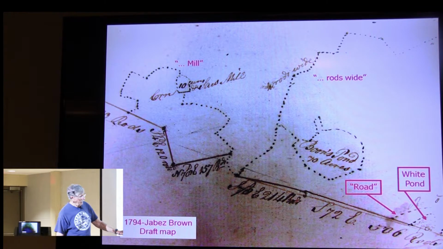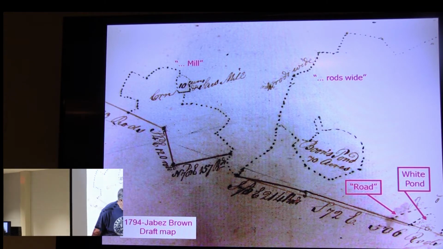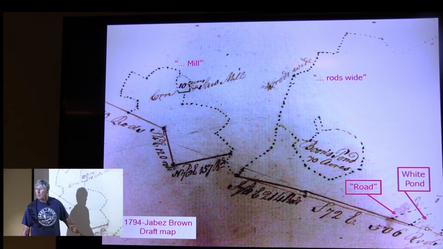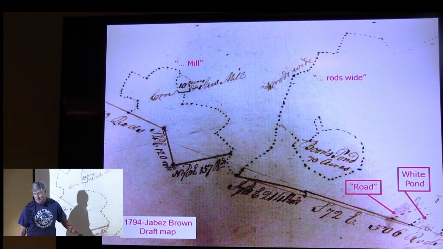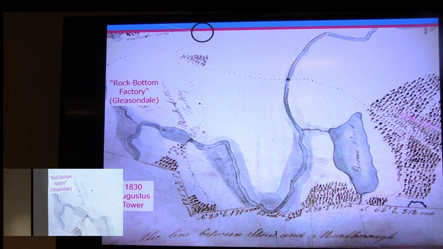Okay, here's the lake. Over here, just on the very corner, there's a dotted line which is labeled road. Here's White Pond. This is the town line between Marlborough and Stowe. This is long before Hudson appeared on the map.